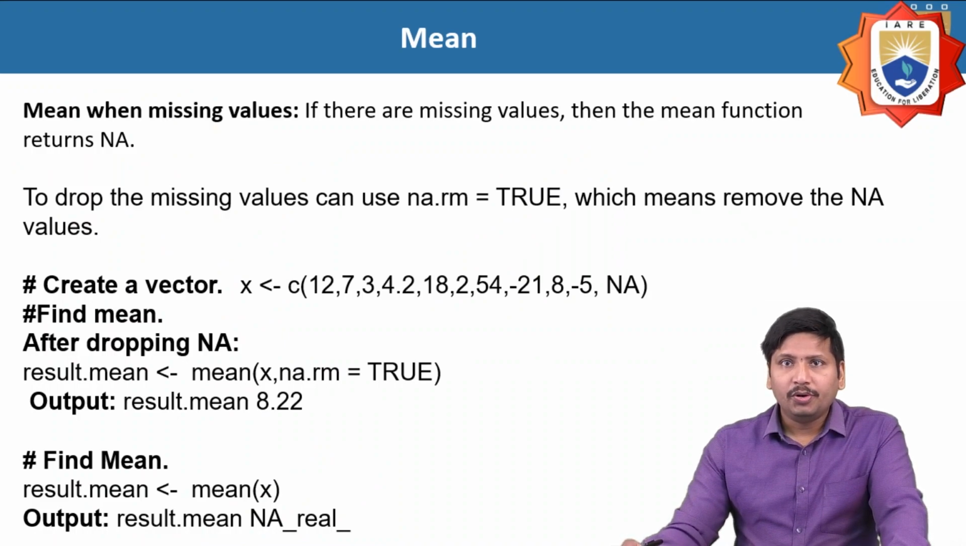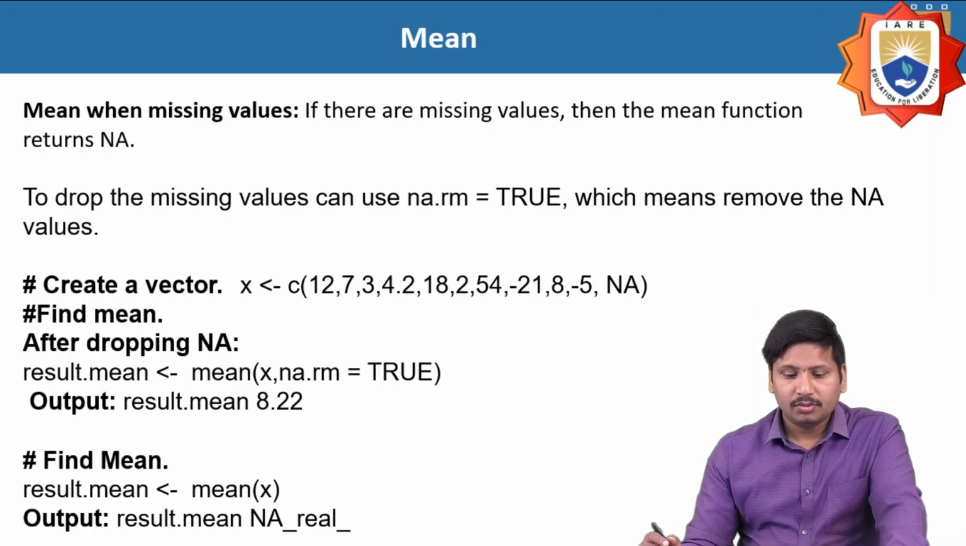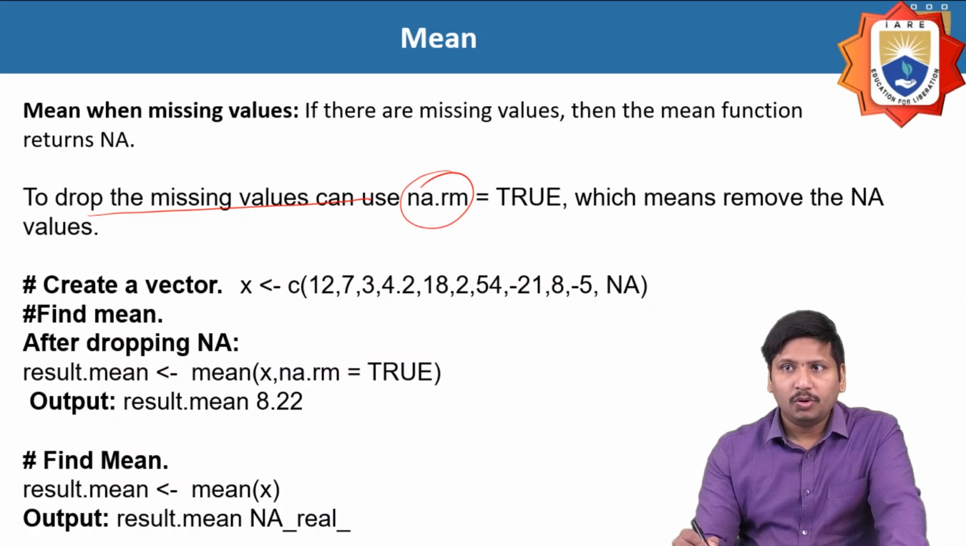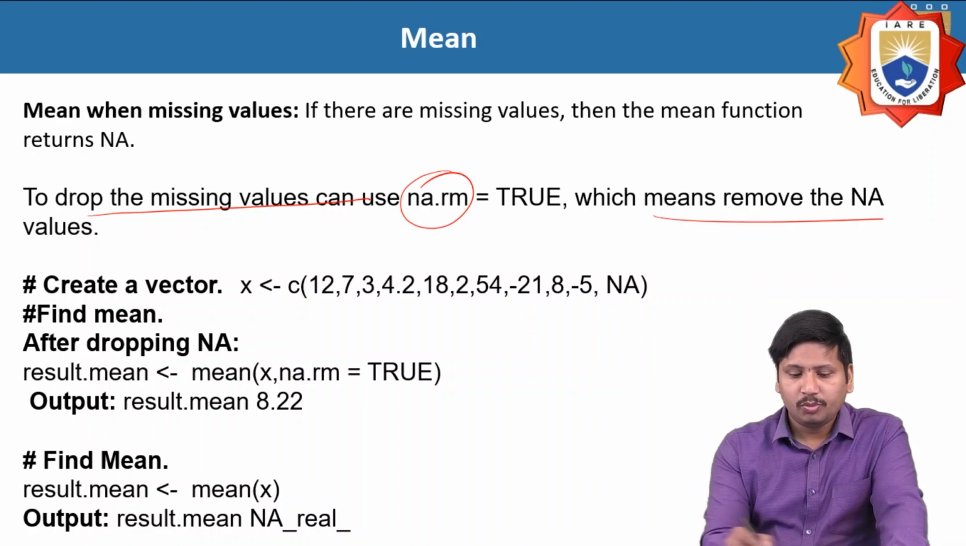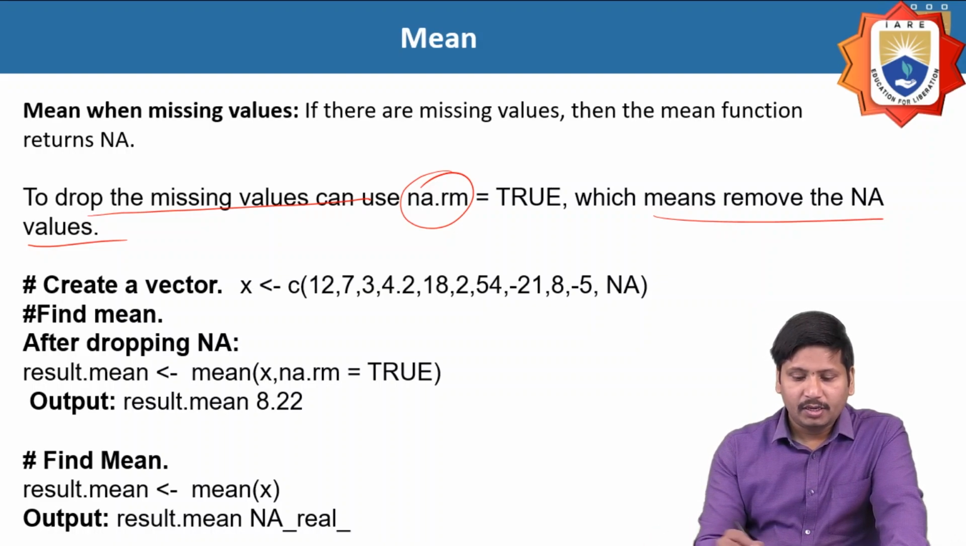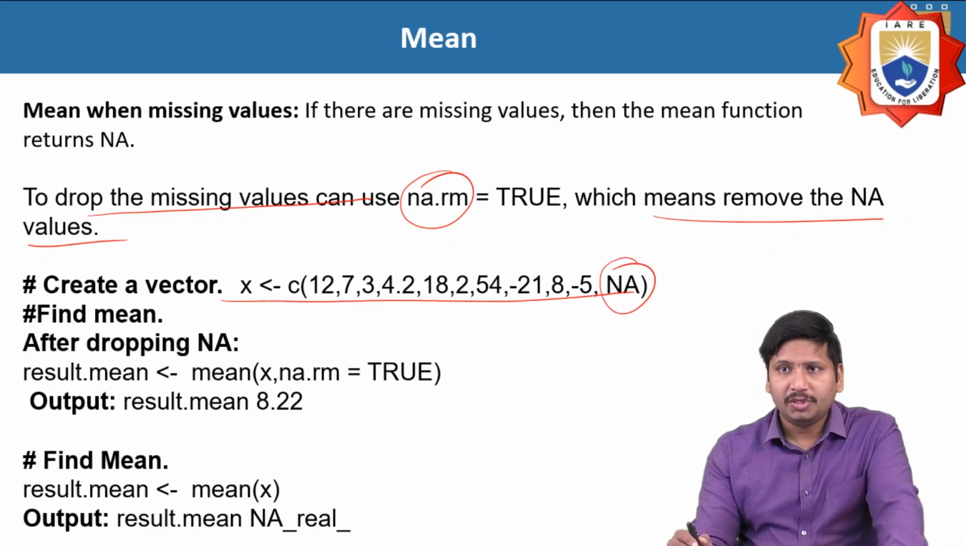Then how are we going to calculate the mean when there are missing values? If there are missing values, the mean function is going to return NA. In order to drop the missing values, I can make use of na.rm equal to TRUE, which means we can remove the not available values. Suppose I have a vector like this: x equal to 1, 12, 7, 3, 4.8 and NA, so the data is missing here.